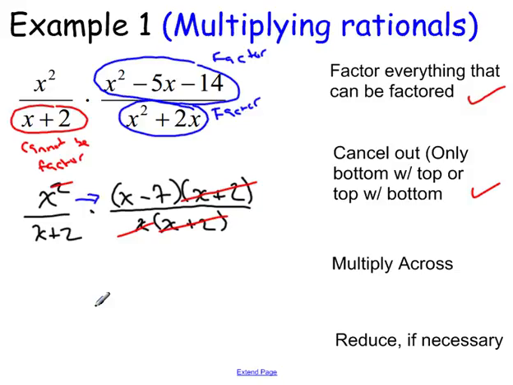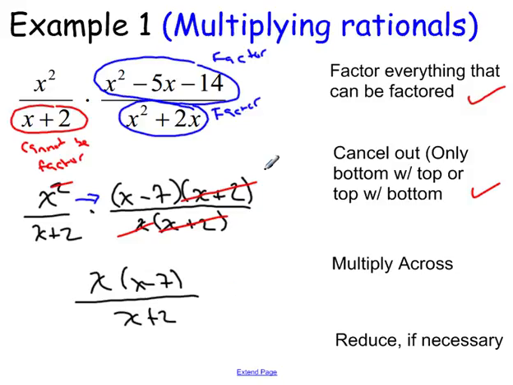minus 7. So I'm just going to write it first. X times x minus 7. And the only thing that's left here is just like an invisible 1. So I got x plus 2 times 1. So I could just write x plus 2.